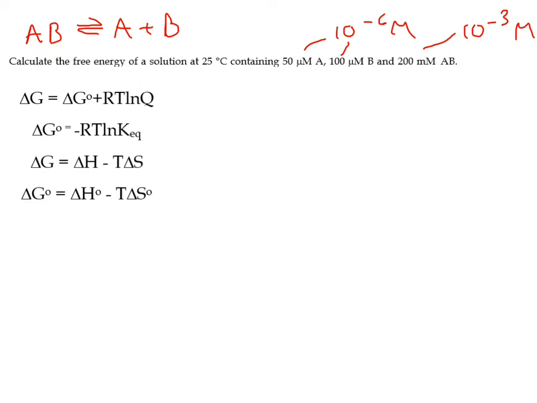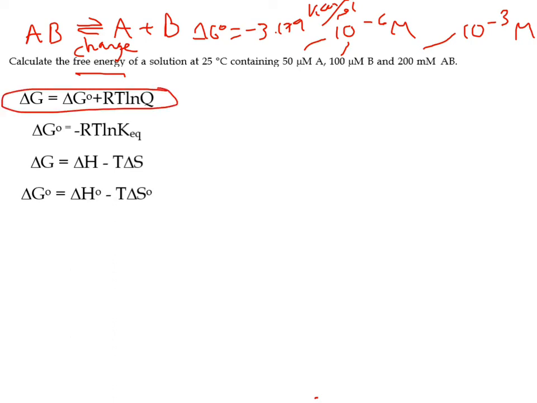Do you remember our delta G naught was negative 3.179 kcals? Okay. Which one are we going to want to use here? Well, we're actually asking for the free energy. And this we probably should call the change in free energy. The free energy change of a solution. So we're going to want to go with this one. Delta G is equal to delta G naught plus RT ln of Q.